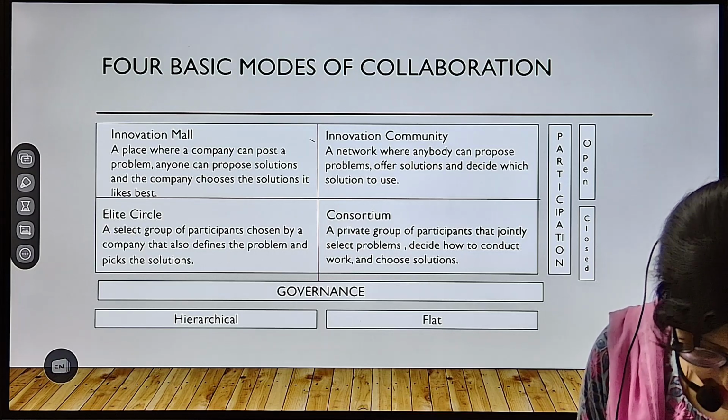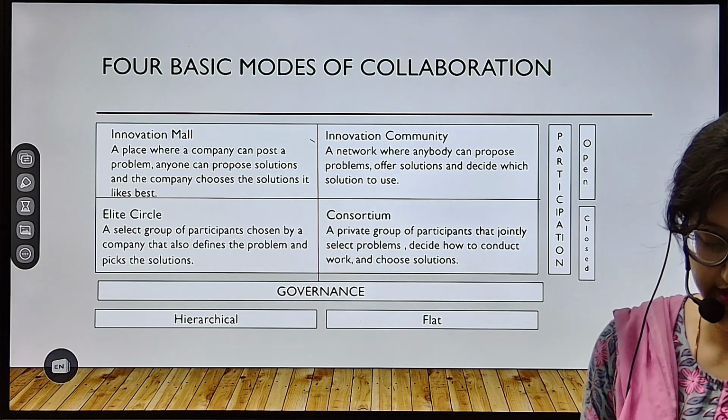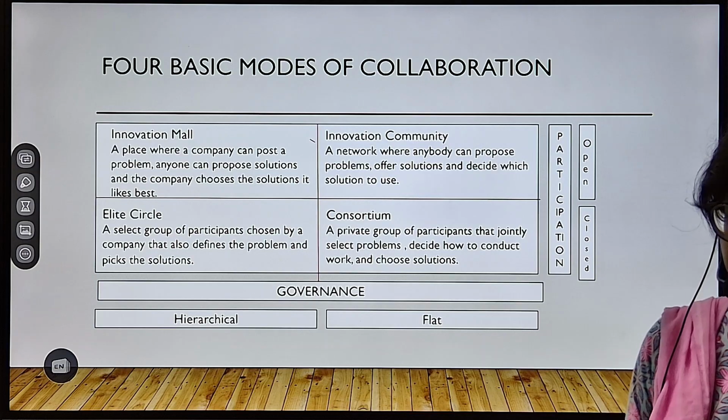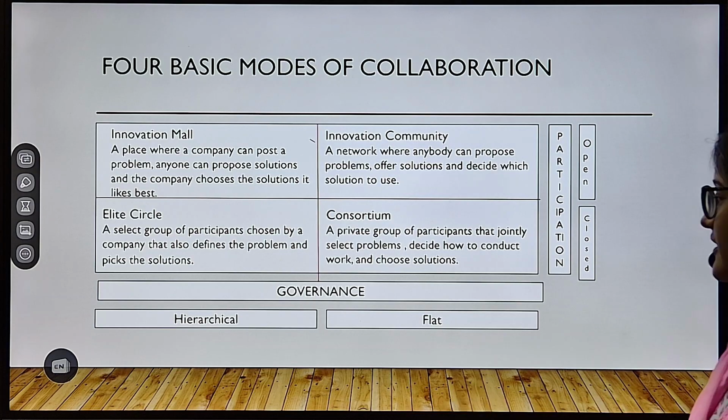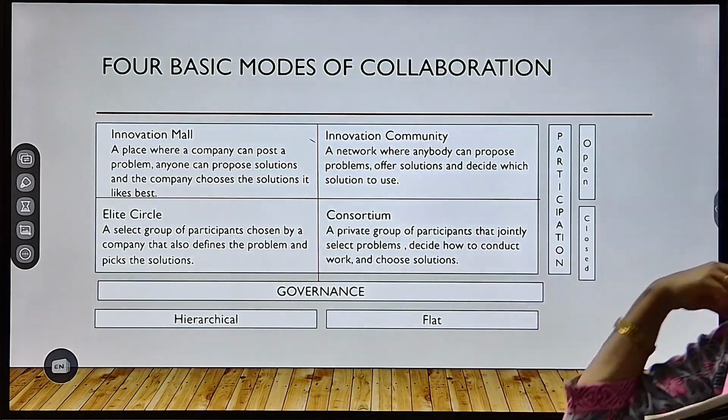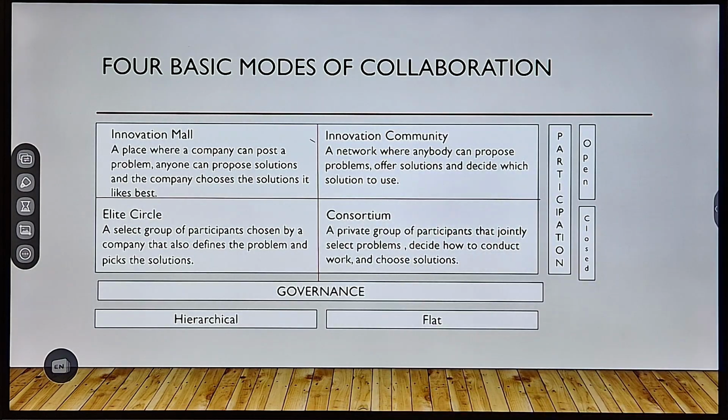Next, an example of the elite circle: a hand-picked group of 200 plus design experts who develop new concepts for home products. Here the company is named Alessi, where home product concepts are picked up from a select group, right? And last is the consortium, where the example given is IBM.